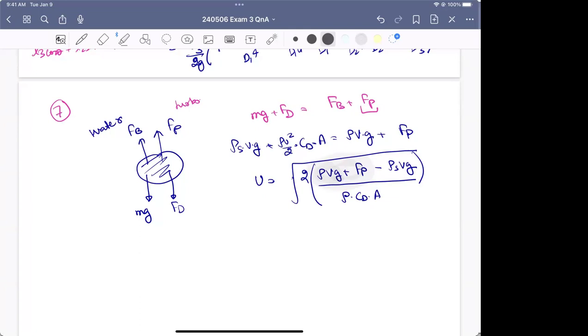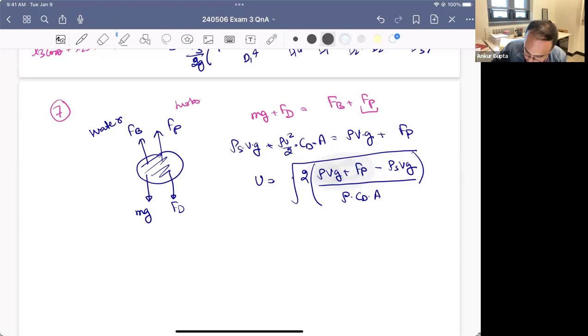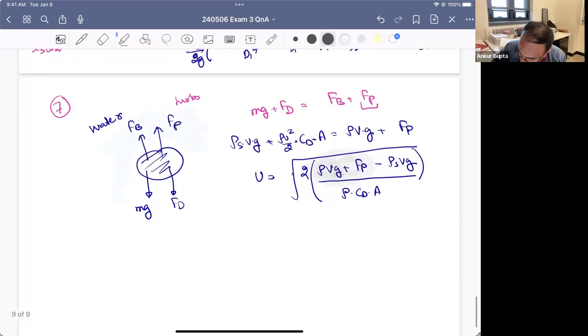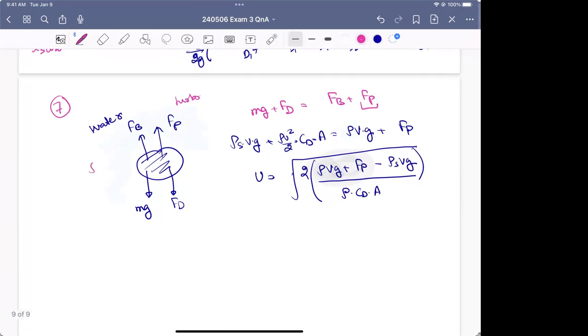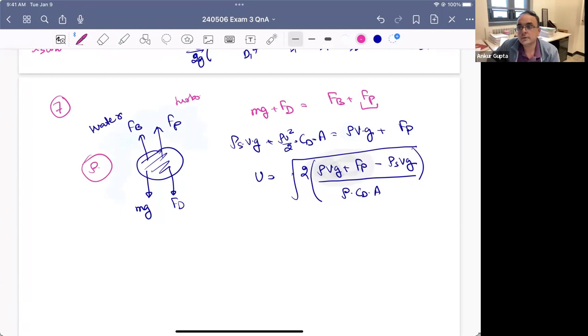Is the buoyant force using the density of the solid or the fluid? Of the fluid, always of the fluid. So the buoyancy force here is of the fluid, always of the fluid. Okay. Thank you. Yeah, for sure.